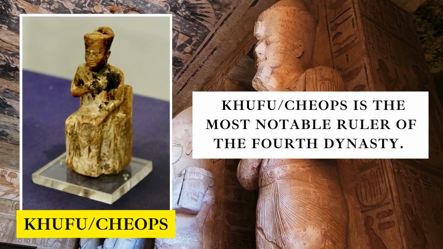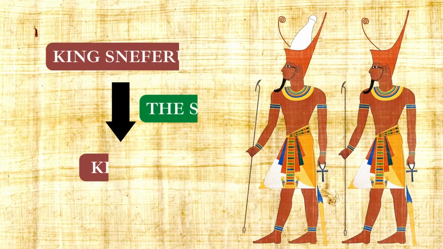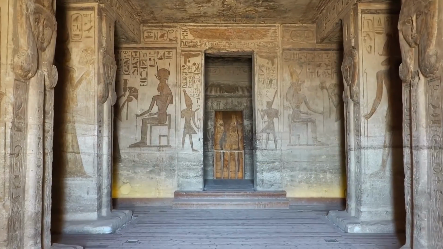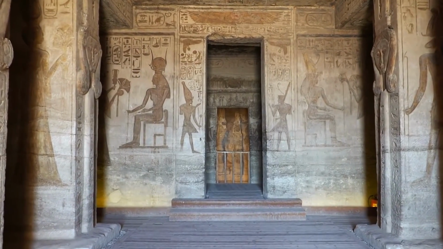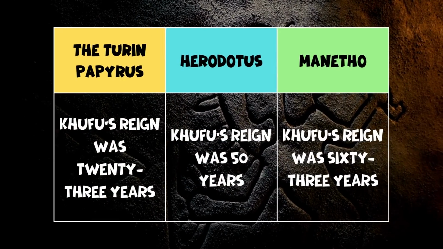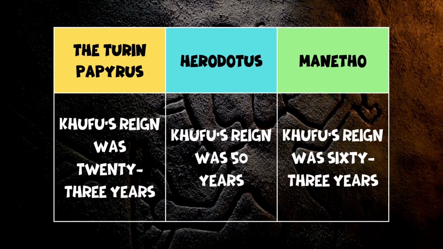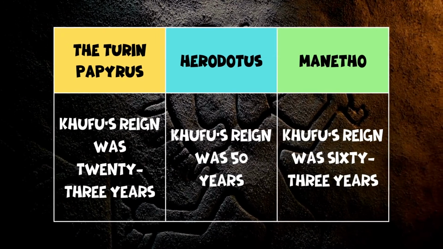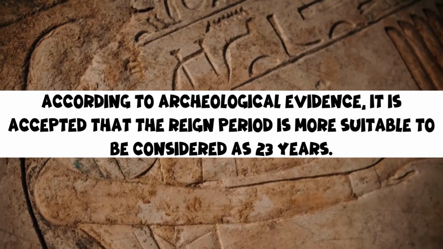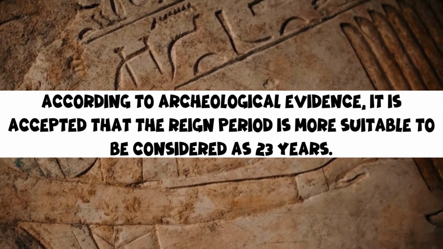Succeeding Sneferu, Khufu (Cheops) is the most notable ruler of the Fourth Dynasty. Khufu was the son of the previous ruler, King Sneferu. There are some contradictions among the sources about his reign. According to the Turin Papyrus, Khufu's reign was 23 years. Herodotus says Khufu's reign was 50 years and Manetho says it was 63 years. According to archaeological evidence, it is accepted that the reign period is more suitable to be considered as 23 years.